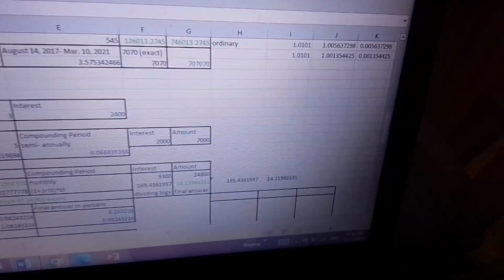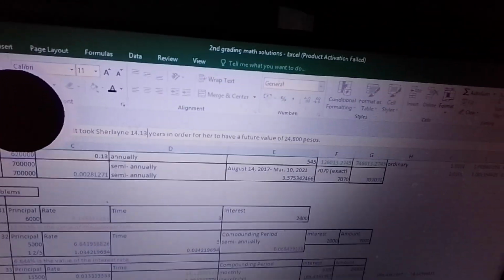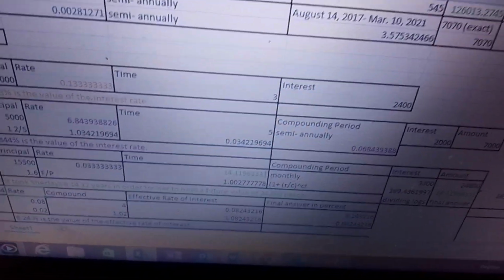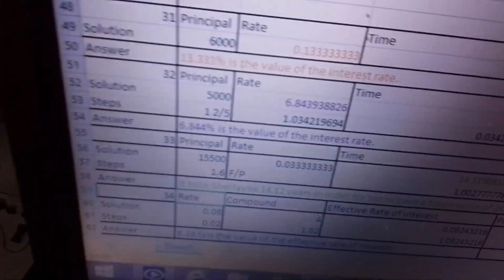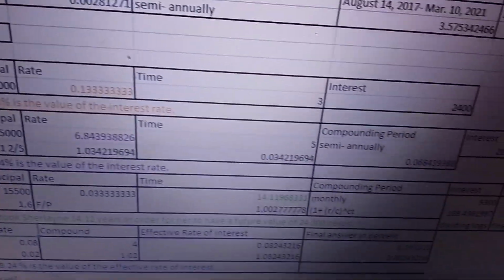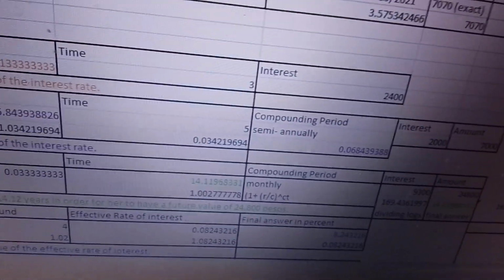So therefore, the answer is, it took Shirlene 14.13 years, pero it's supposed to be 14.12 here. But in my paper, I can accept an answer of 14.13 because of a discrepancy. So yan, and that's the correct answer. Okay? And to write your answer, you have to write in complete sentence. So it took Shirlene 14.12 years in order for her to have a future value of 24,800 pesos. Yun lang.